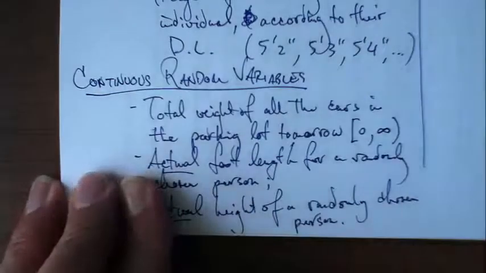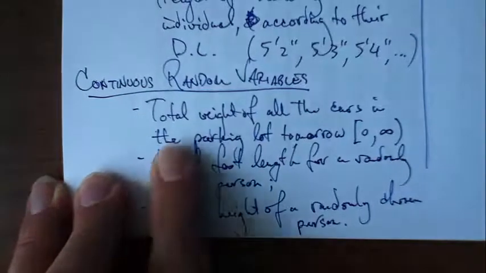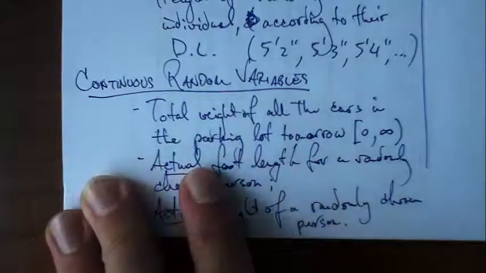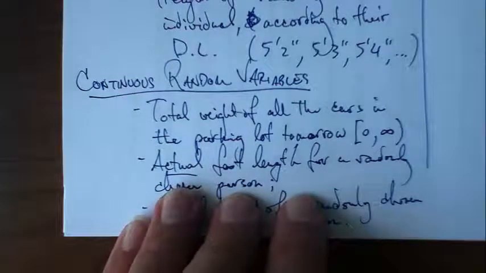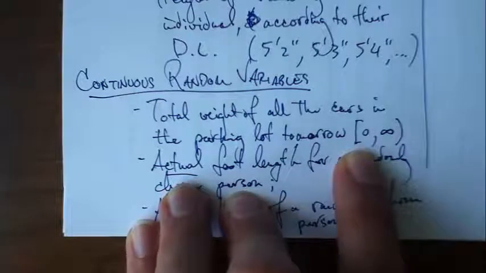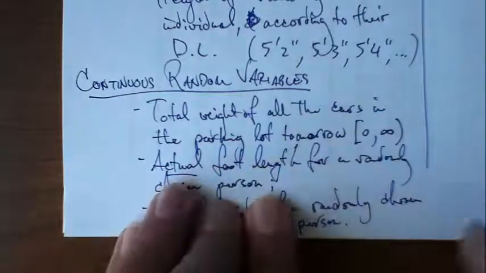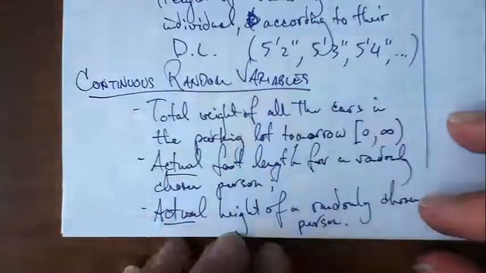So what about continuous random variables? For example, the total weight of all the cars in the parking lot tomorrow. How much are they going to weigh? I don't know, but we tend to think of the total weight of something as taking on a value from a continuum. Things like time or weight, or sometimes volume or mass. We tend to think of these things as really taking on values from a continuum, like a piece of Scotch tape. You can cut it anywhere. It doesn't just break off in discrete little pieces.